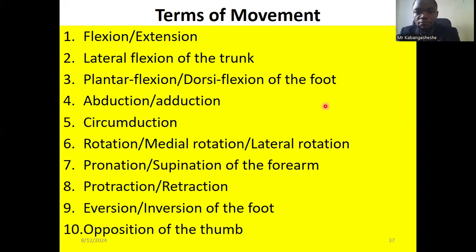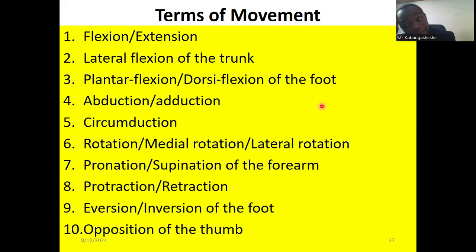All right, so we continue with introduction to human anatomy. In the first part, we talked about some important terminologies used in anatomy. We also looked at the important planes that are applied on the body in anatomical position. We also talked about what we call reference terms.